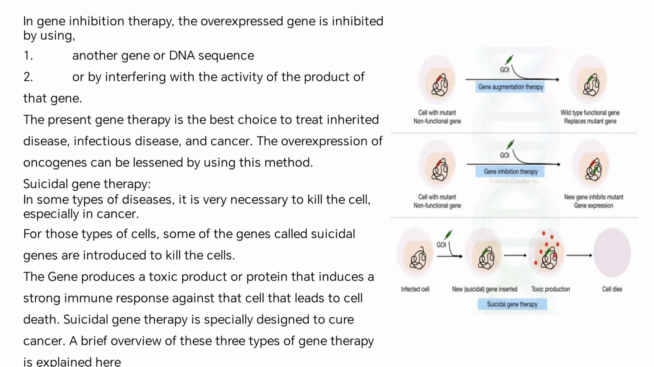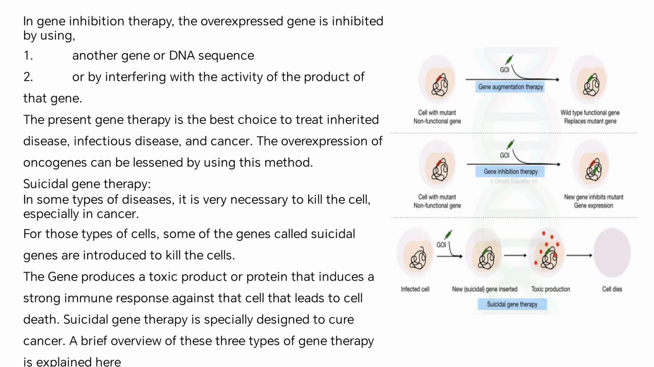In the case of suicidal gene therapy, it is very necessary to kill the cancerous cell because of the uncontrolled cell division that takes place. In such cases, suicidal genes are introduced to kill the cells. The gene products are toxic proteins that induce a strong immune response against the cell, which leads to cell death. Such suicidal gene therapy is specially designed to cure cancer.